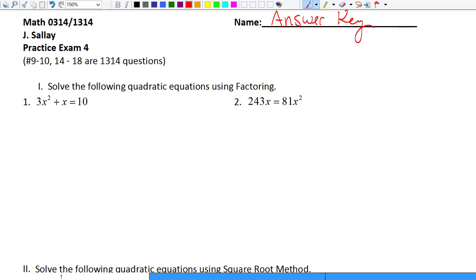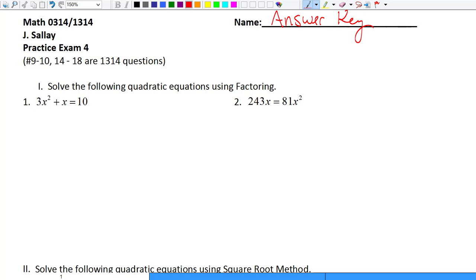So we are going to be working on practice exam 4 in this video. The problems number 9 and 10 and the 14 through 18 are 13-14 questions, so that's going to apply to your 13-14 grade. So the first section says solve the following quadratic equations using factoring.